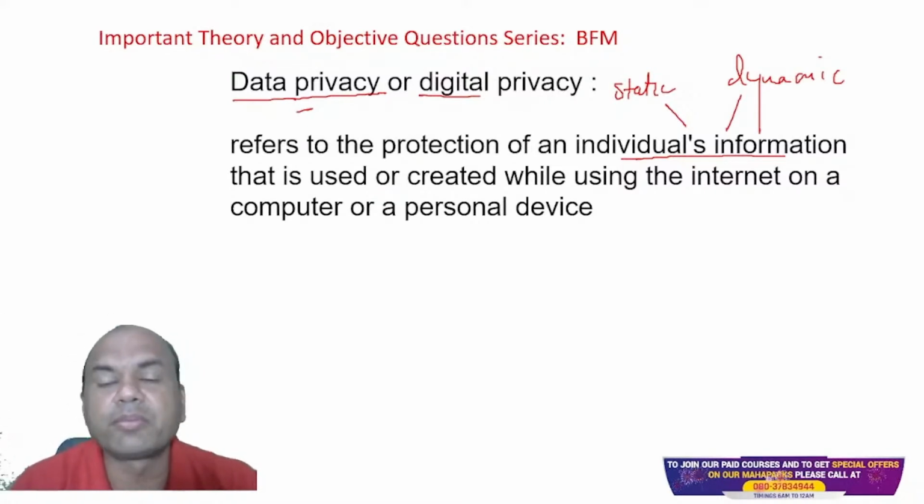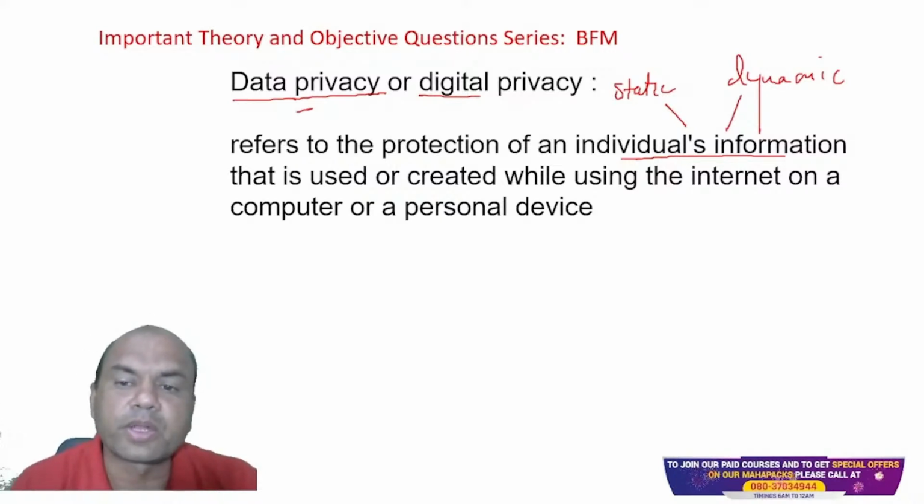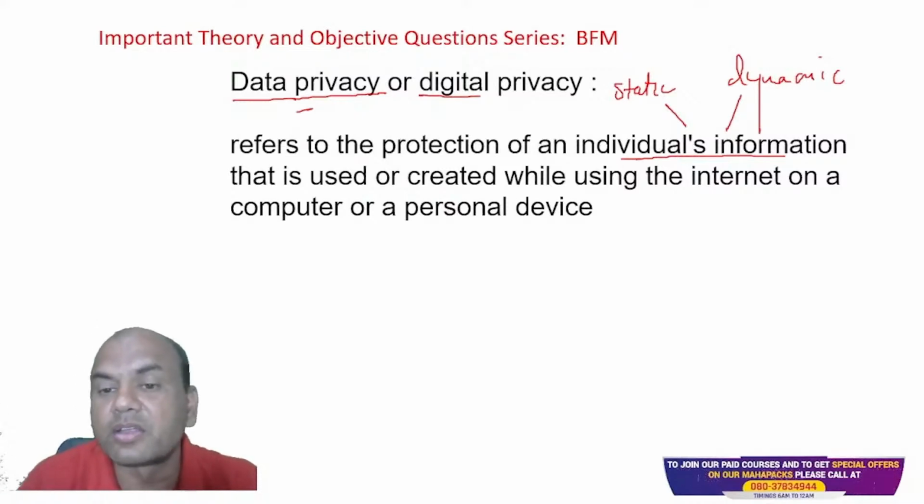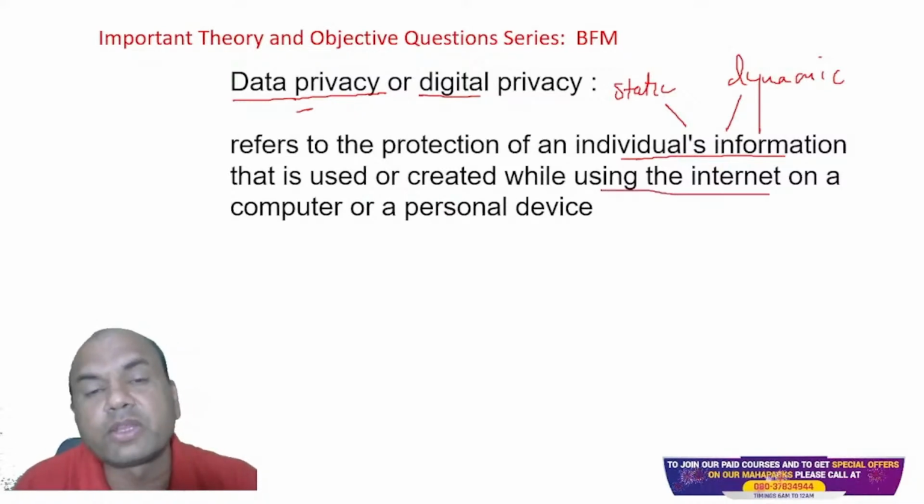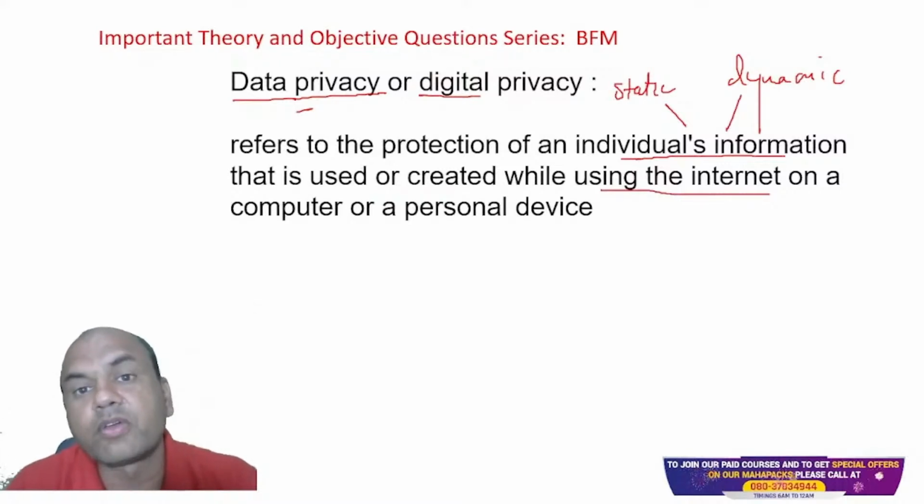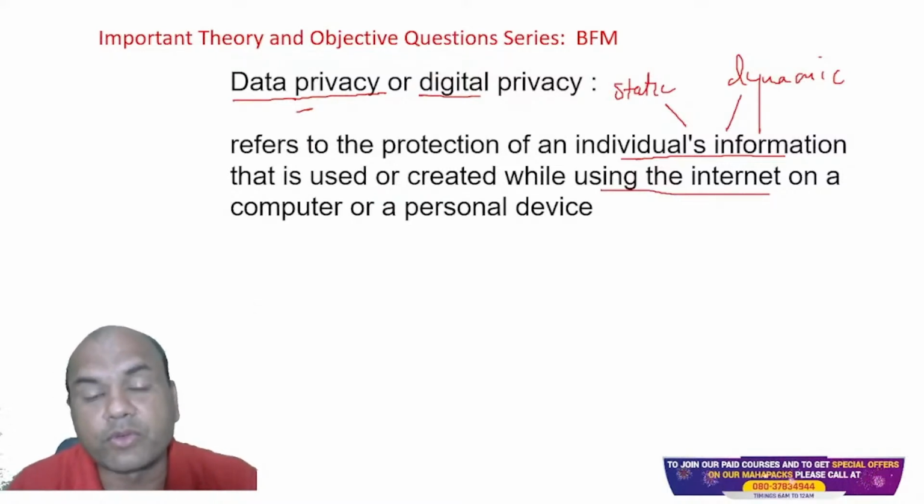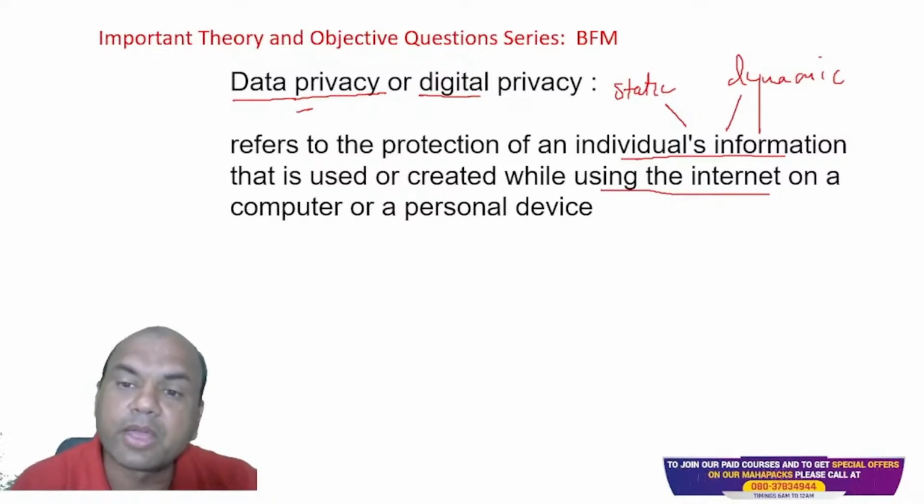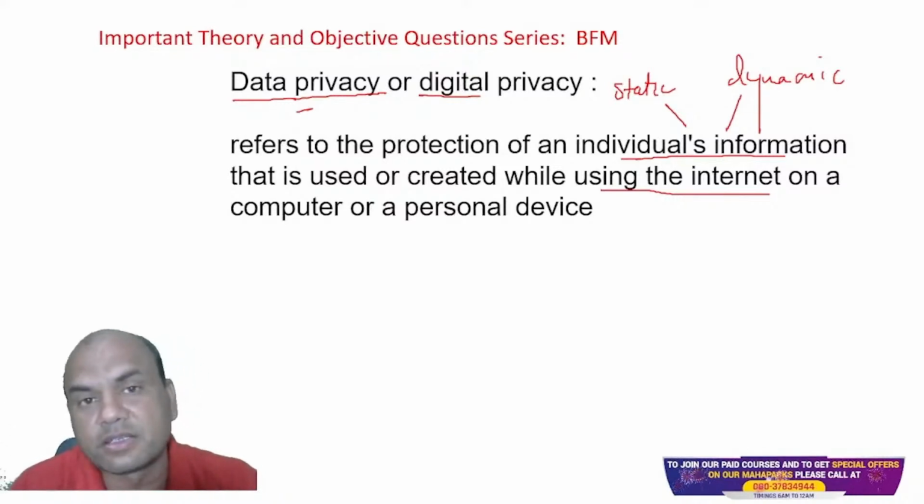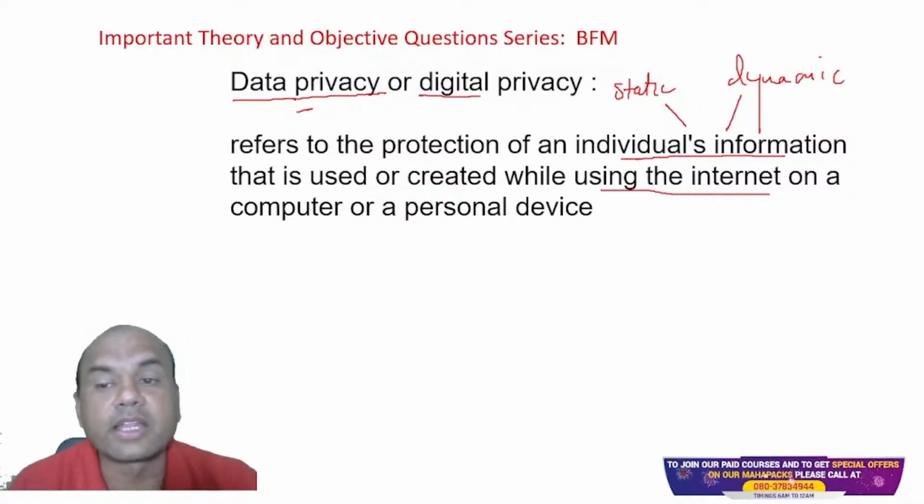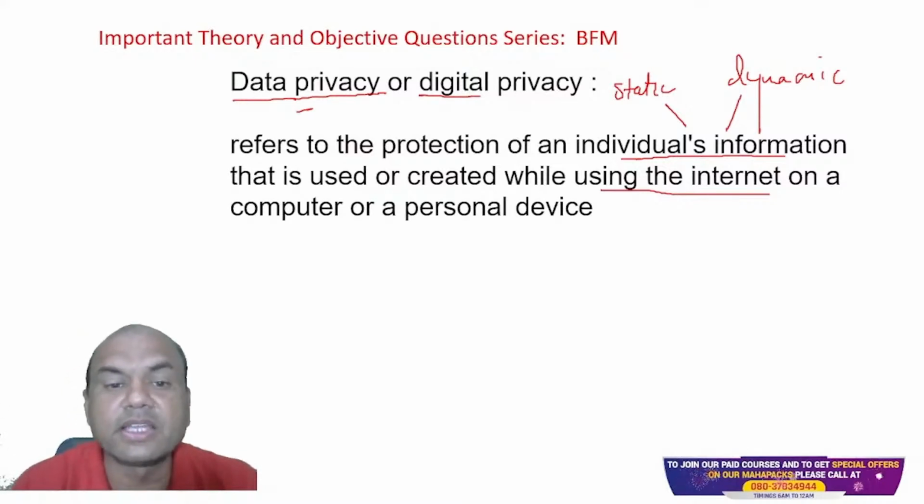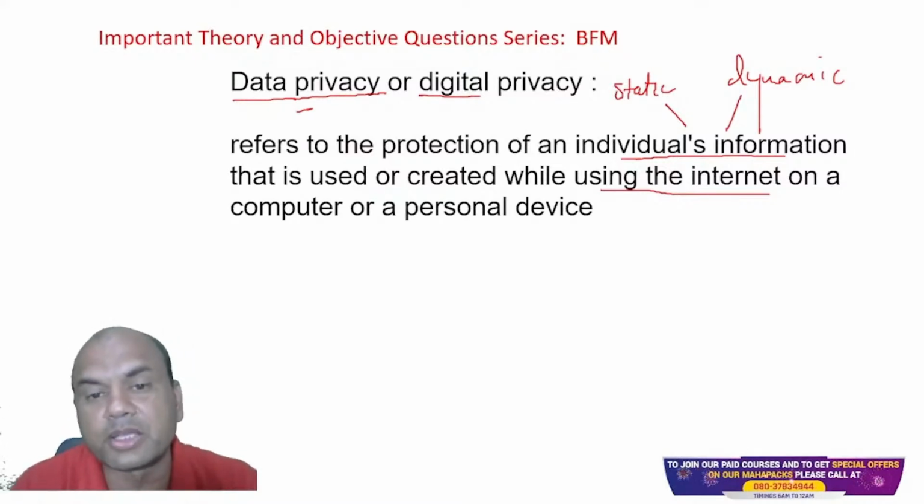So static and dynamic means that. It refers to the protection of individuals' information that is used or created while using the internet. While using the internet means whenever I fill up any form for Google, or if I fill up any online form for your bank. If that form gives all my details and that is breached, that is shared by your bank, let's say, with someone else, what is that? That is affecting my privacy, isn't it? While using the internet on a computer or a personal device. Personal device means anything related to computer or mobile also.